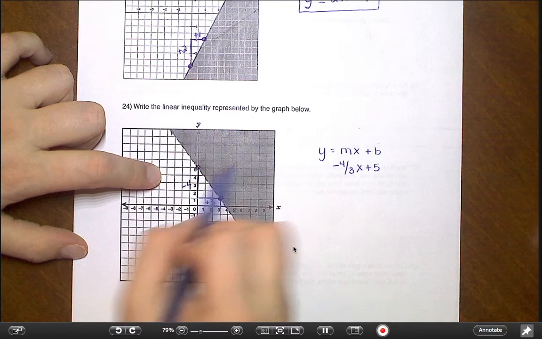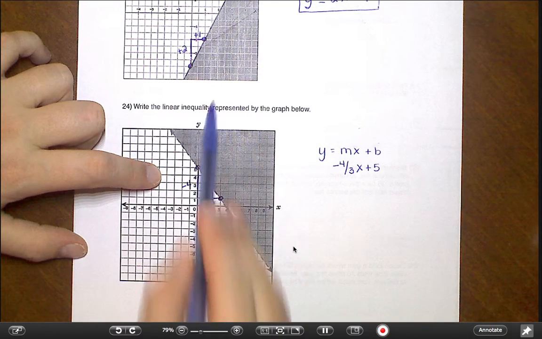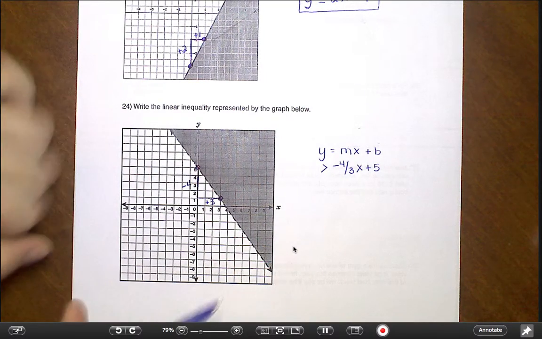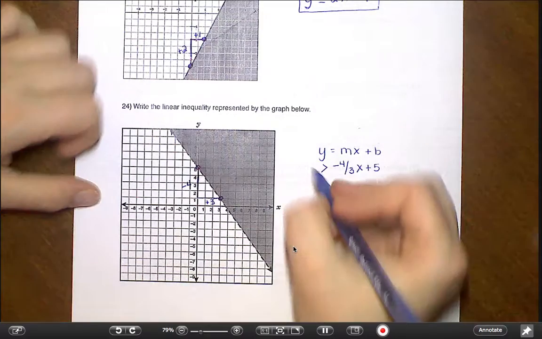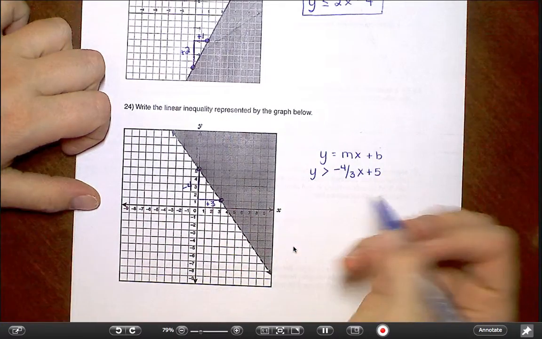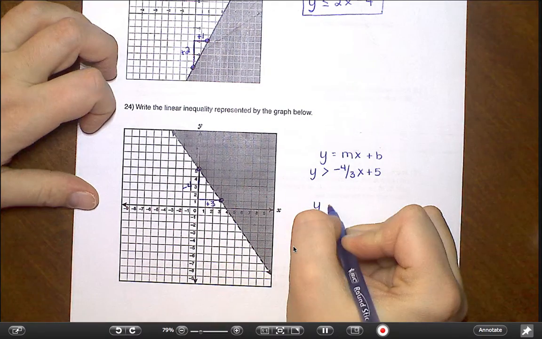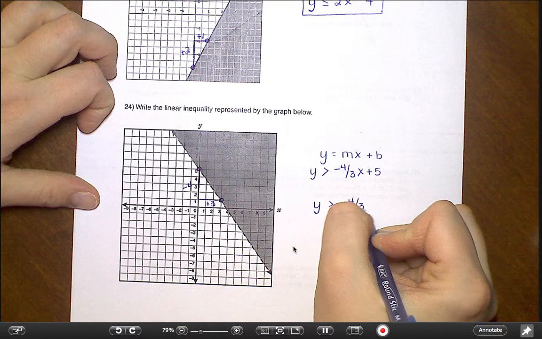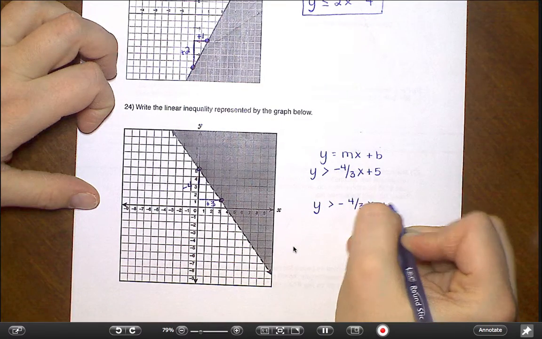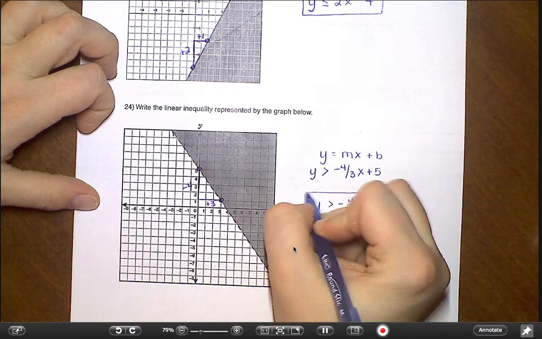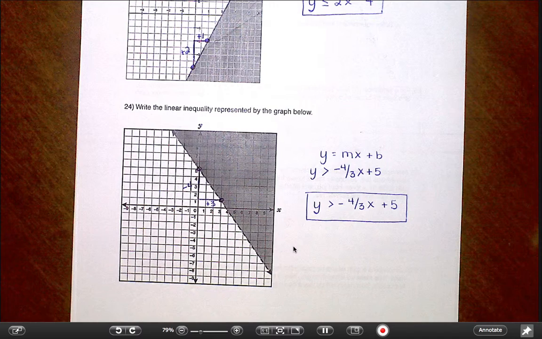I'm shading above the line. This is the top half of the graph, so that's going to be a greater than symbol. And the line is dotted this time, so there's no equal bar. So y is greater than -4/3 x plus 5. And there's really nothing I need to rewrite, but just to make it look prettier, y is greater than -4/3 x plus 5. Okay. All right, we have one page to go, and I will pick up with that page in the next video.